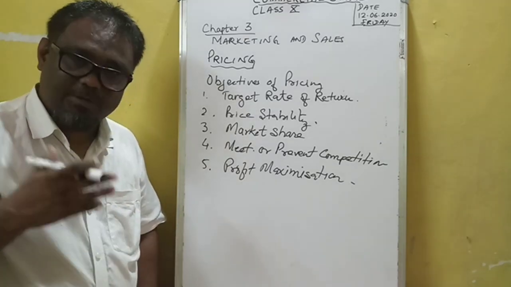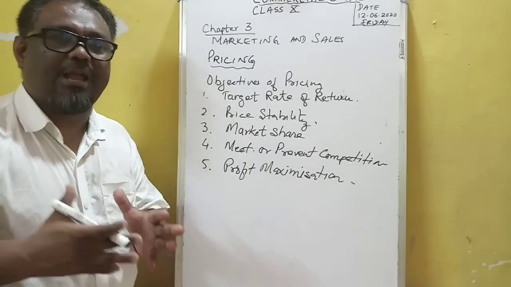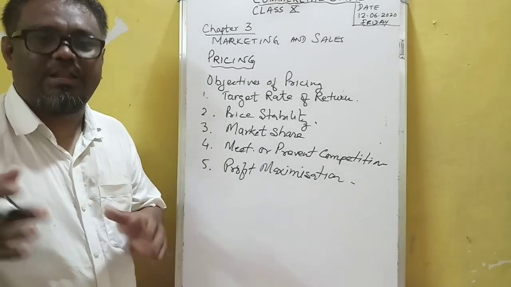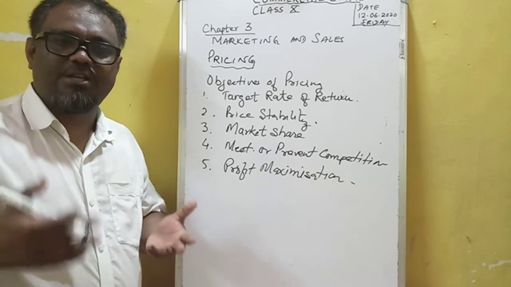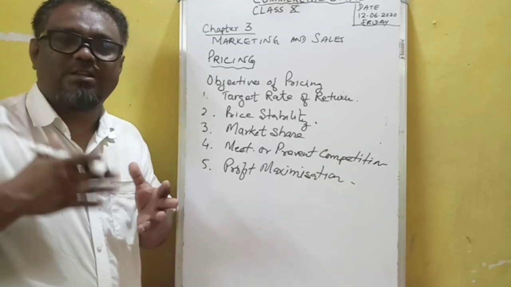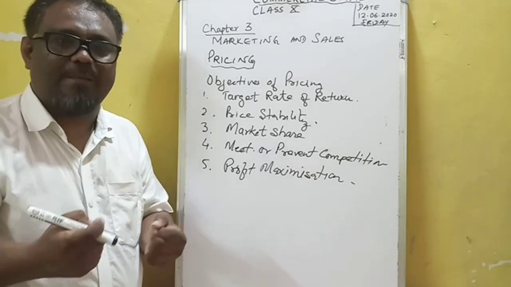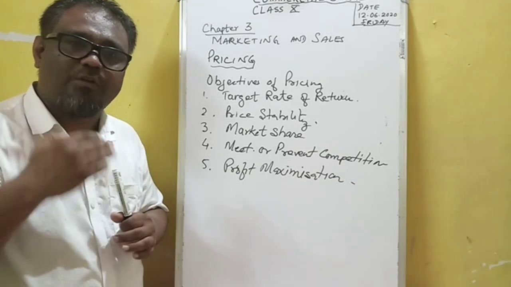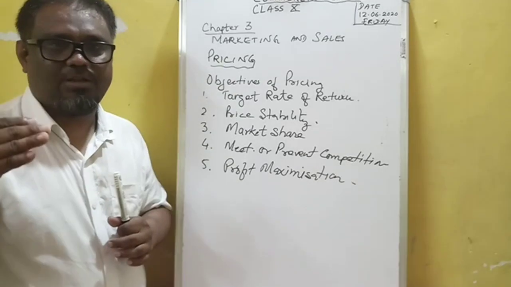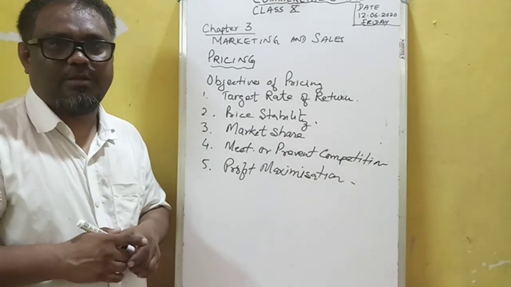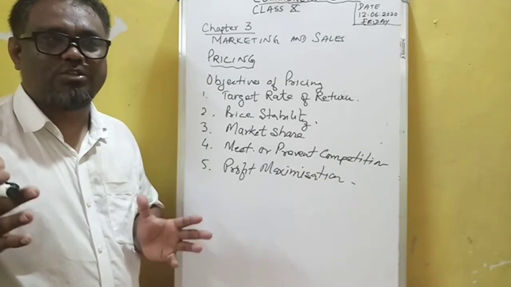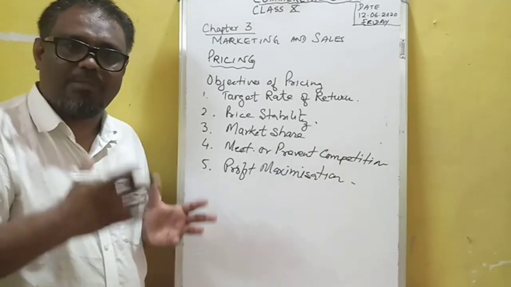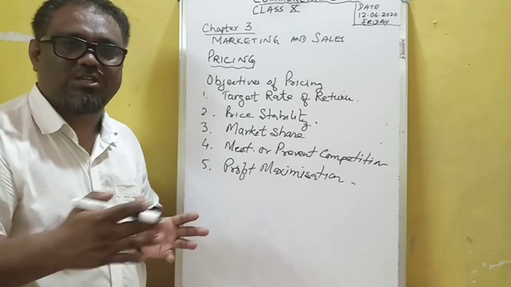Some firms may earn a lot at one time, while some firms may want to earn small but regularly. There are different types of businessmen. Some keep the price in such a way that they want to earn profit at one time. But some firms want to earn a little profit, but with consistency. So what is the objective? Some business firms want to sell less product and earn more profit. But some firms want to earn less profit, but continuously.